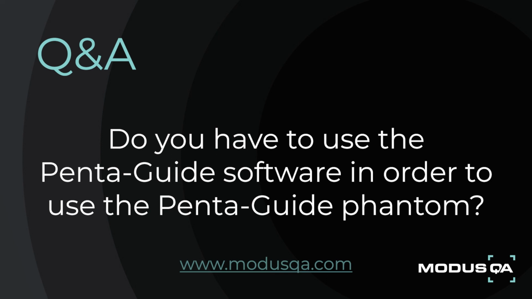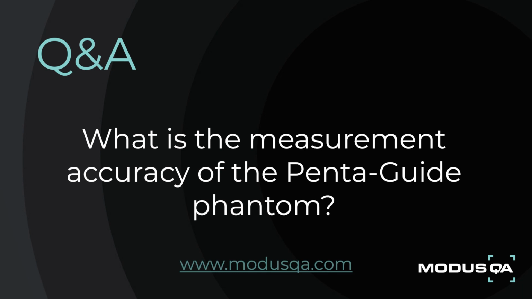Okay, and what is the measurement accuracy of the Phantom? Well, we have a manufacturing tolerance of less than 0.25 millimeters, which is highly accurate considering most room lasers used for alignment are about 1 to 2 millimeters thick. And measurements with the Penta-Guide air spheres have been found to be very close to the accuracy of a BB-type Winston-Lutz device, but the added workflow efficiency makes it a very suitable device for daily QA.